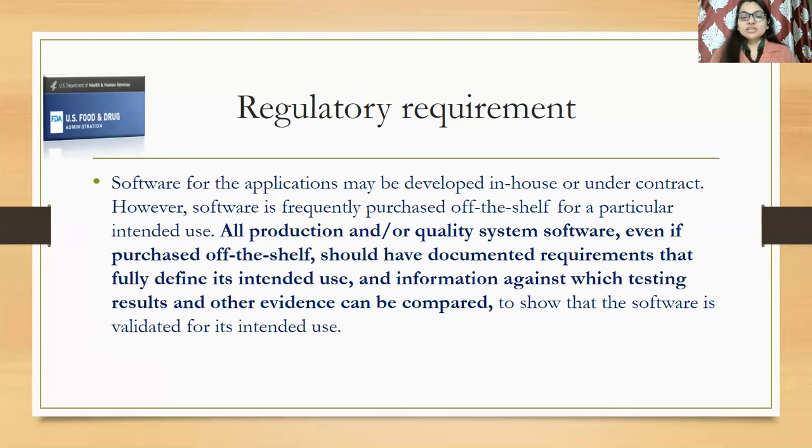Software for applications may be developed in-house or under contract. However, software is frequently purchased off the shelf for a particular intended use. All production and/or quality system software, even if purchased off the shelf, should have documented requirements that fully define its intended use, and information against which testing results and other evidence can be compared to show that the software is validated for its intended use.